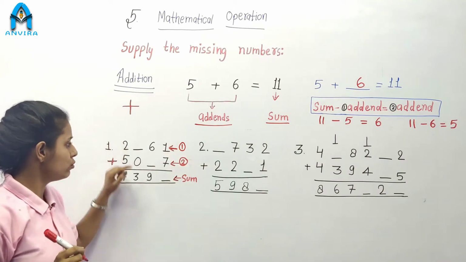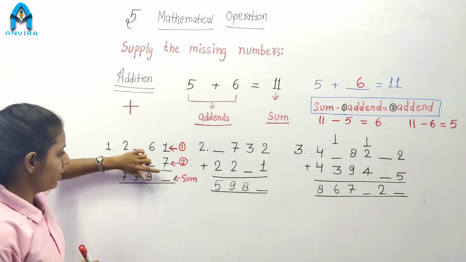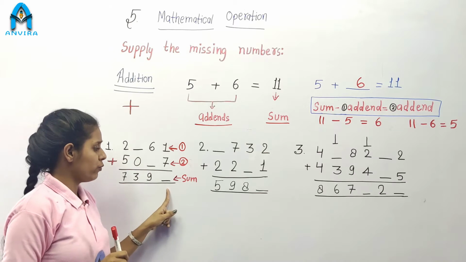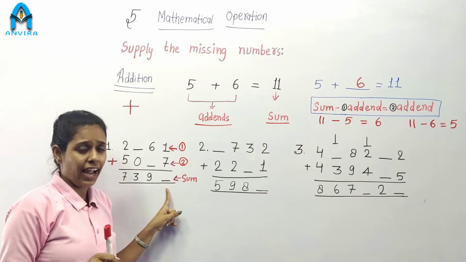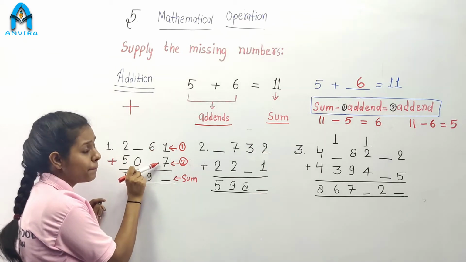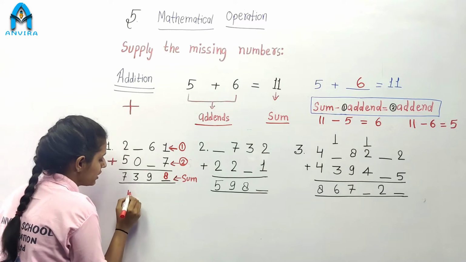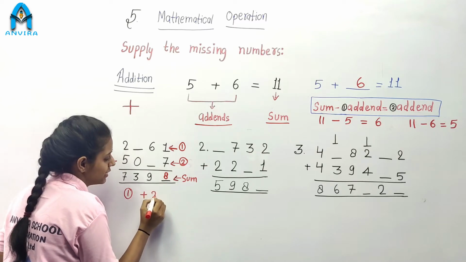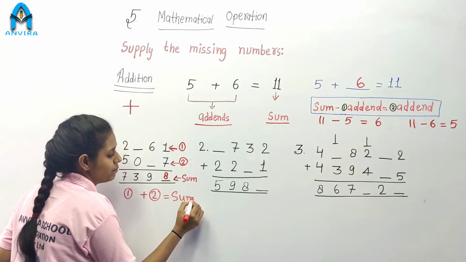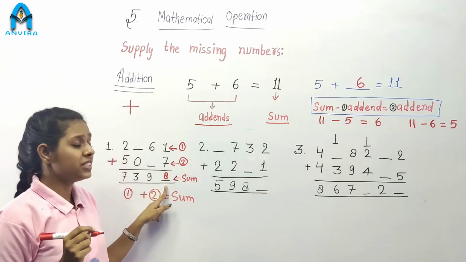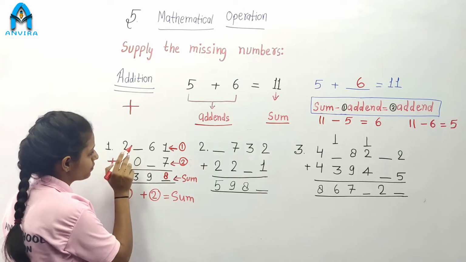So what do we have to do? Let's start with this 1, 7 and blank. If we find the sum, what do we have to do? We have to add. 1 plus 7 is equal to 8. First addend plus second addend is equal to sum. So here our missing digit is 8. Let's go to the next.